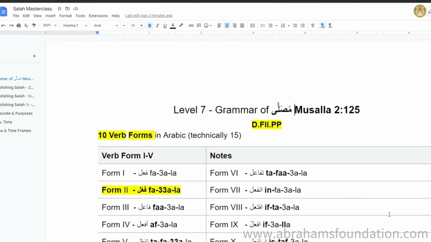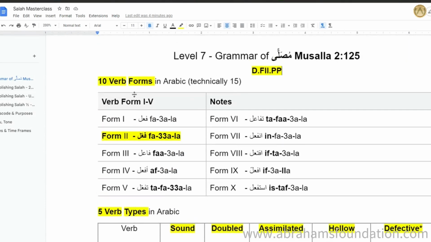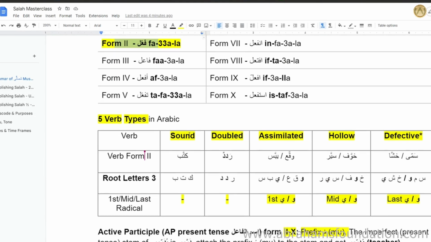It might not seem like a lot what just happened, but before we started, you had no idea of any of that, right? True. Yeah. He just did it. That's exactly it. That's all I'm gonna say. How many verb forms? 10. Okay, you don't have to know 10, but there's 10. Good. Which one is Muṣalla? Form 2. Good.